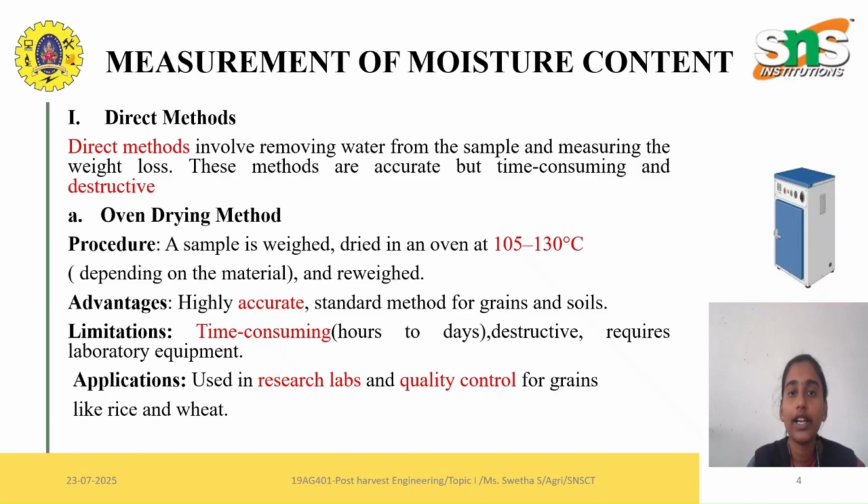Advantages: it is a highly accurate standard method for grains and soils, and it also has limitations. It is time consuming. As I told earlier, we have to take the weight at regular intervals of 15 minutes. So it is time consuming. According to the moisture content of the product, it takes from hours to days, and it is also destructive and requires laboratory facilities. Applications: it is used in research labs and quality control for grains like rice and wheat.